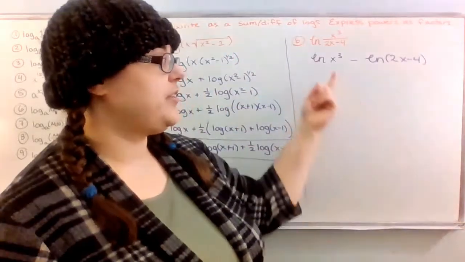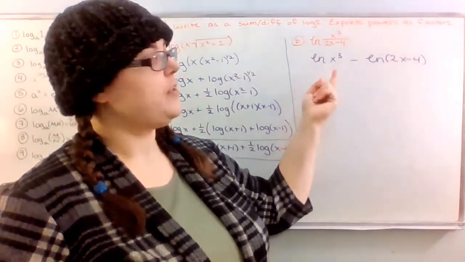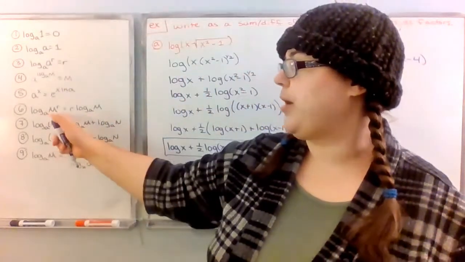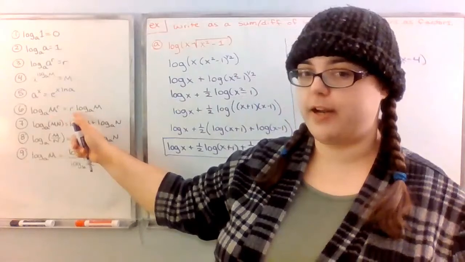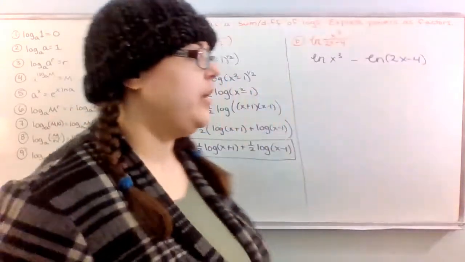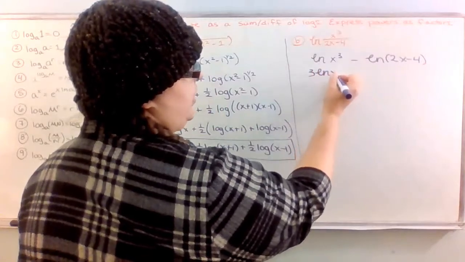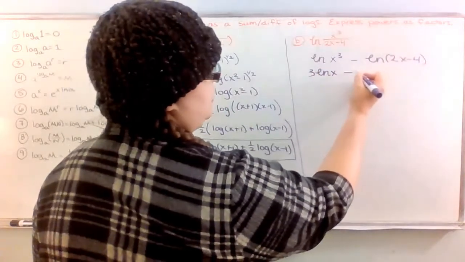Next, let's focus on this first piece, x cubed. We have this exponent of 3, so we're going to apply property 6 and bring that exponent out as a factor in front. So this first piece will become 3 times the natural log of x. And I'm just going to bring this one down here.